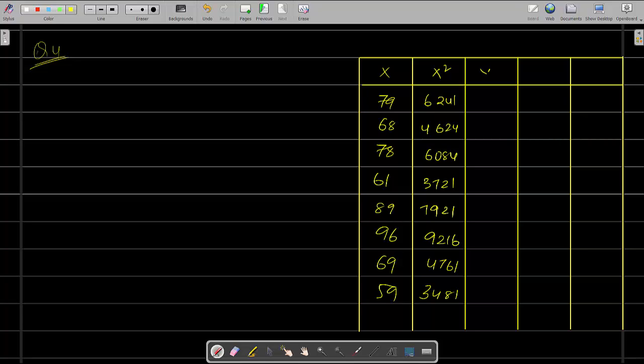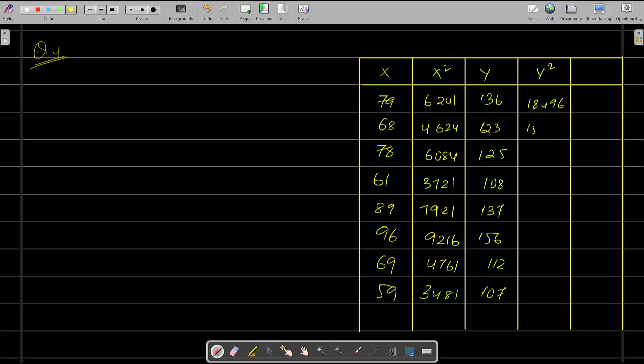Now you have to write down the y value. Y value, let's write down 136, 123, 125, 108, 137, 156, 112, and 107. So this one as well, you have to find the square of this. Square of the y value here. So 136 into 136, you should get 18,496.